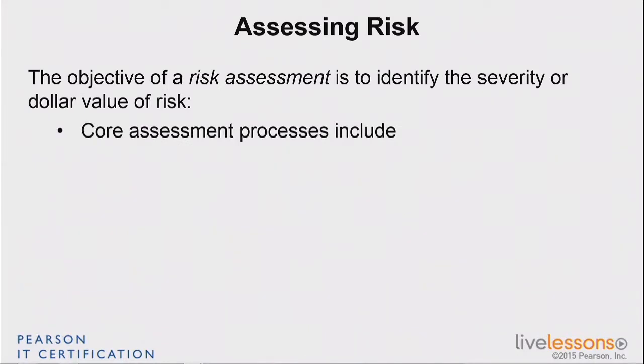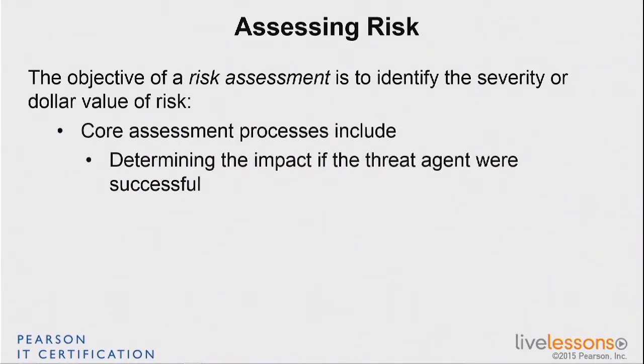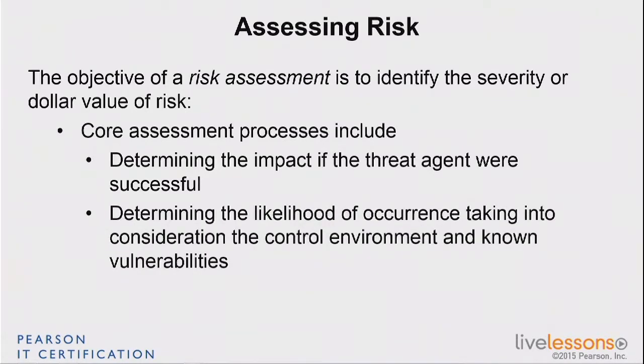So a core assessment process includes first determining the impact if the threat agent was successful, determining the likelihood of occurrence taking into consideration the control environment and known vulnerabilities, and then determining the level of risk. And regardless of what methodology we use, this is really what we're looking at during the risk assessment process.